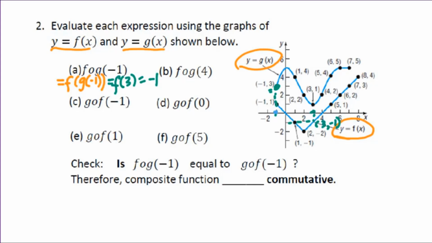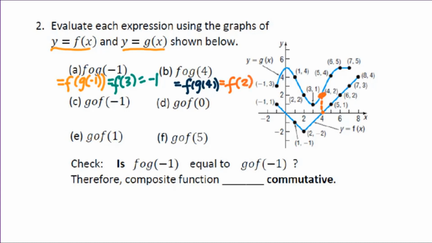For B, we have f of g of 4. For g of 4, we find the 4, that's the g function. Draw a vertical line passing through the g function. That equals 2. So f of 2. Then you find the 2. Draw a vertical line to pass through the f function. That equals -2.